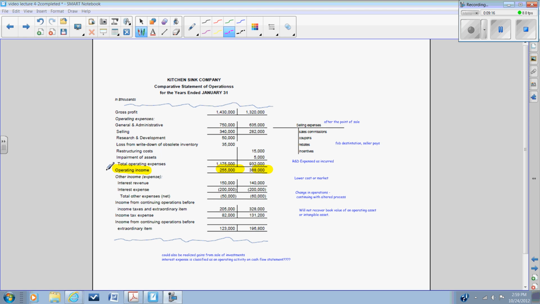In our next video, we're going to take a look at the items that constitute other income and expenses.